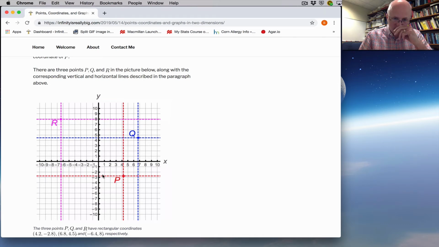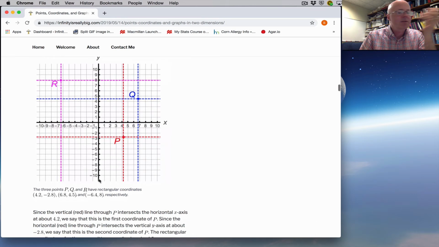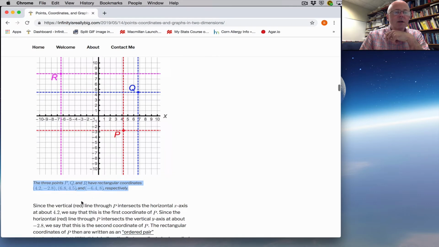You can see that the vertical line here through P intersects the horizontal axis at about 4.2, and the horizontal line through P intersects the vertical axis at about negative 2.7 or negative 2.8 or so. Those would be the rectangular coordinates of P, and in fact you see that down here. The rectangular coordinates of those 3 points and P is 4.2 comma negative 2.8. That's called an ordered pair.